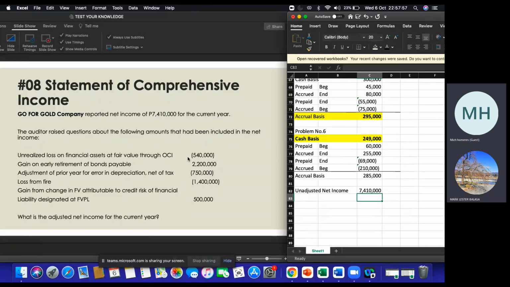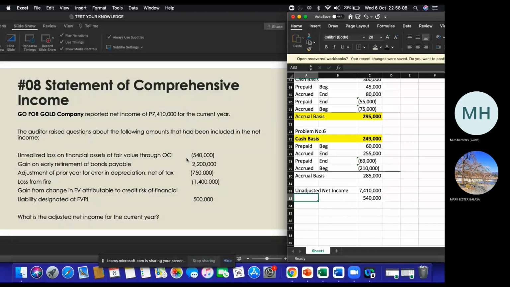Diba sa Hindi. OCI? Hindi. OCI item ito. Therefore, anong gawin natin? I-add back natin. Kasi hindi naman kasama pero sinama, nabawasan, i-add back natin. You understand? Okay? So, unrealized loss on financial assets, OCI. Okay? Alright.